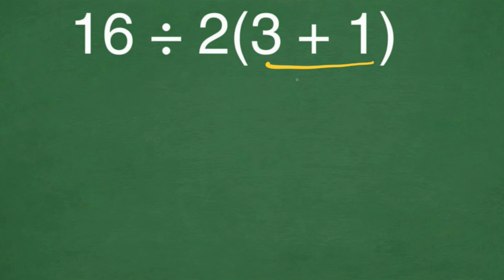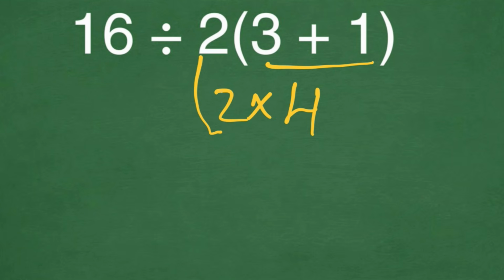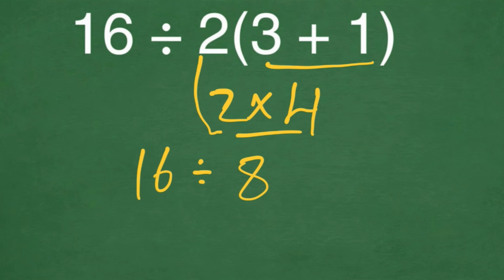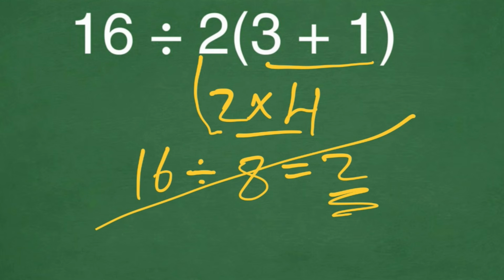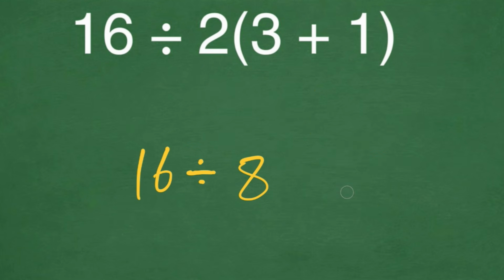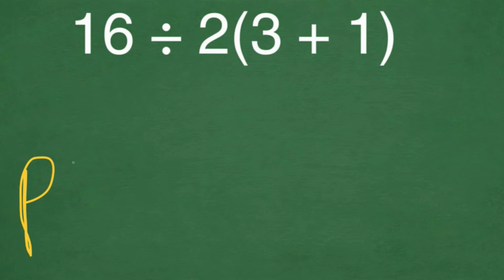3 plus 1 gives us 4. And 4 times 2 is going to be the next equation. So 4 times 2 gives us 8. And 16 divided by 8 is equal to 2. But this answer is not correct, because according to the order of operations, PEMDAS, which I will write here.